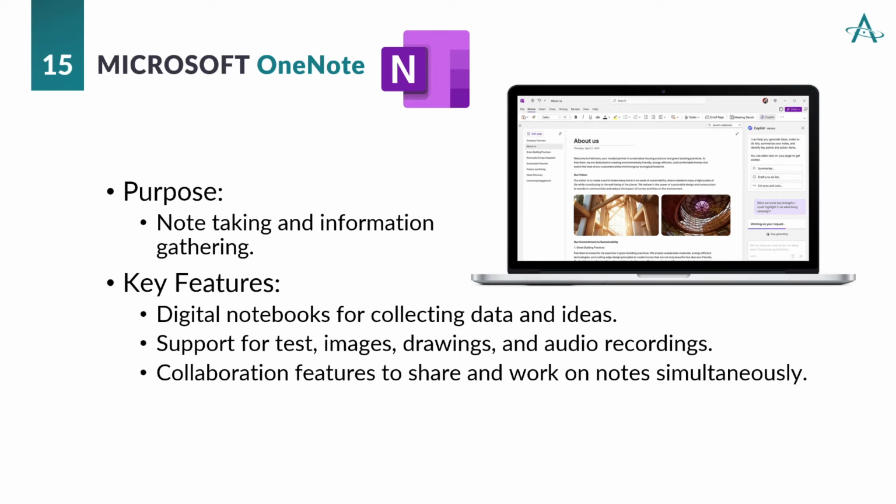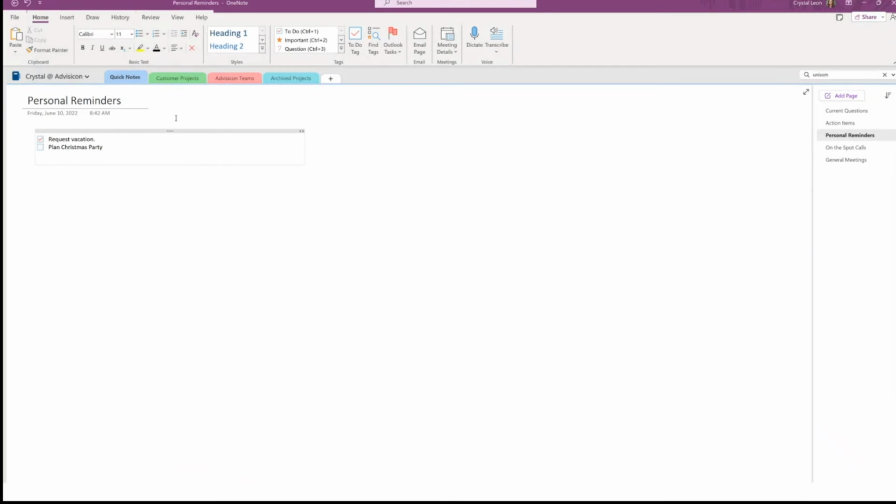You can add pictures or screenshots of presentations when you want to remember that certain piece. Additionally, there are collaboration features that allow you to share and work on notes simultaneously with other team members, like I showed you in the Microsoft Teams demonstration. I especially like to keep action items here with a to-do tag and check it off for that personal satisfaction when something is complete. So if we look at OneNote here, you can see different things that I have.